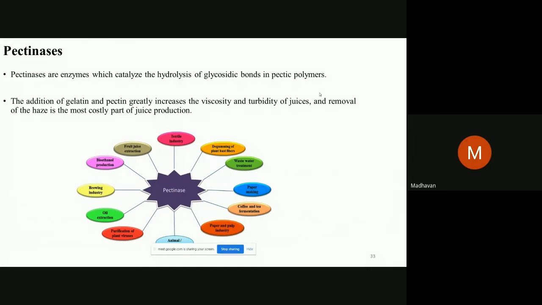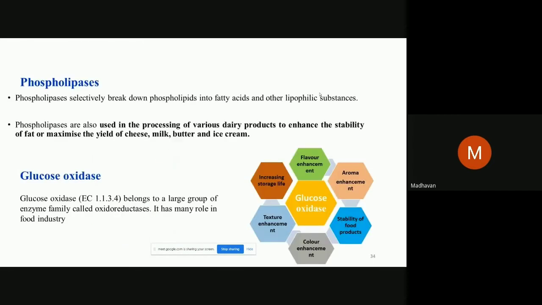And pectinase, again, has very wide applications. You can see fruit juice extraction, brewing industry, oil extraction, paper and pulp application, coffee, tea, paper making. Pectinase is basically used for hydrolysis of the glycosidic bonds in pectin polymers, and this improves removal and clarifies the fruit juices when they are being prepared. It has been widely used.